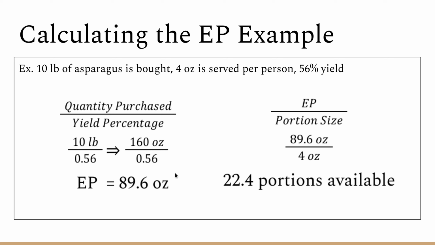So I take my EP weight, which is what we just found, and divide that by our portion size. This is why we convert it into ounces. I plug in my 89.6 ounces divided by 4, and that brought me to 22.4 portions available. But since we don't have a complete portion here, we actually only have 22 portions available, but this answer is acceptable.